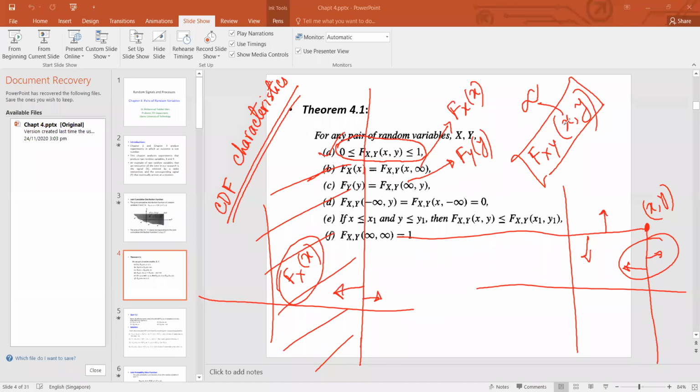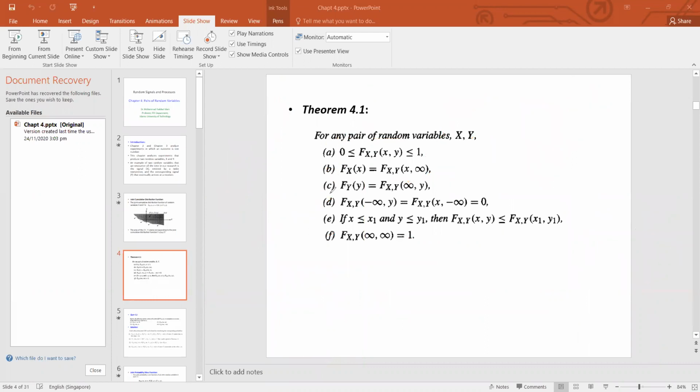So the thing is, from the joint CDF we can find a single variable CDF as well. Did you understand? Yes, sir. Okay. So this ABCD part we have already covered. Now what about this D part?